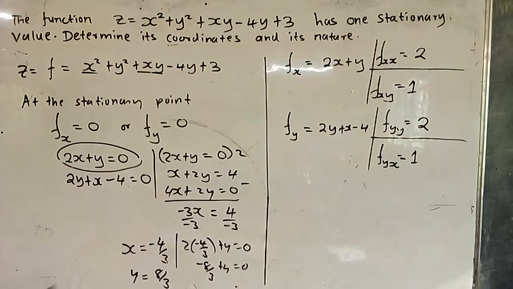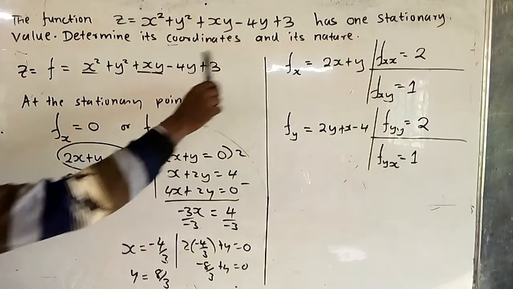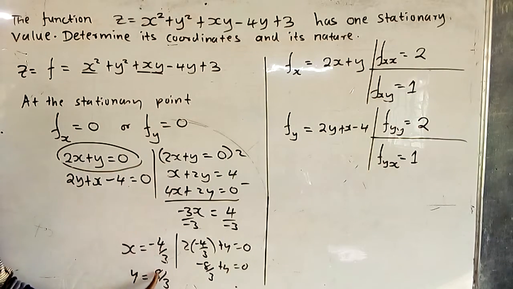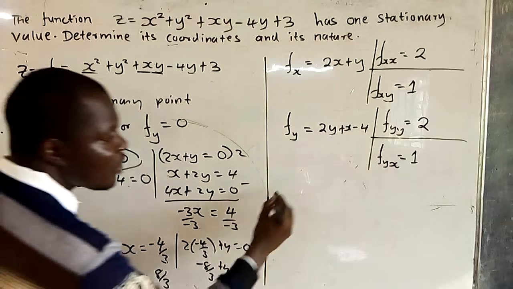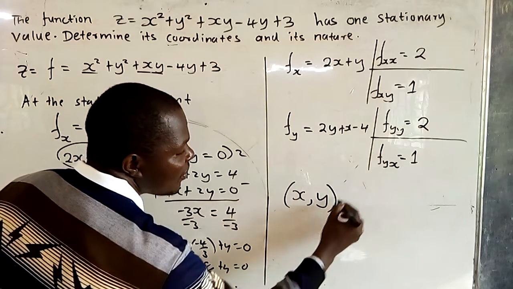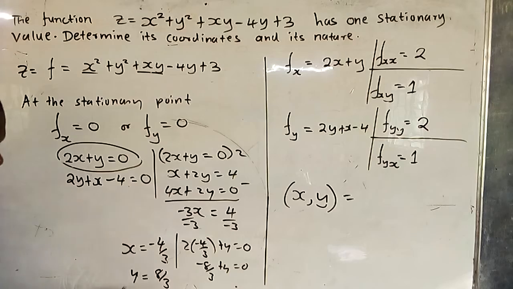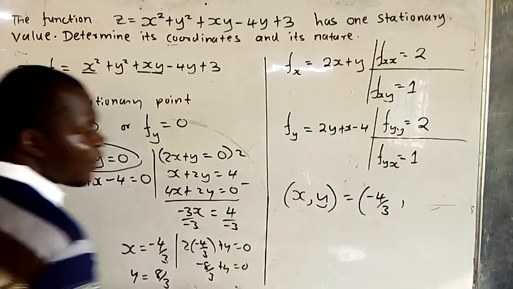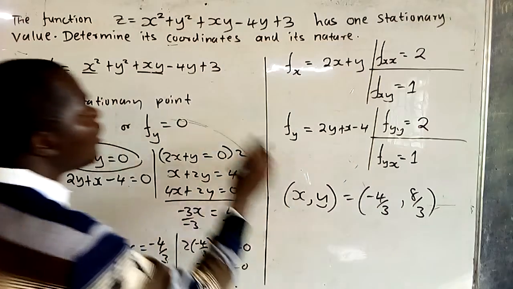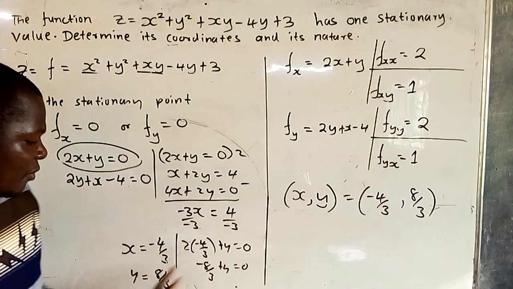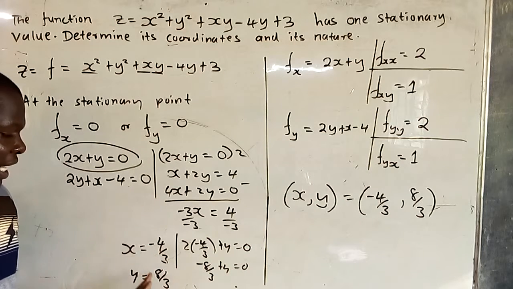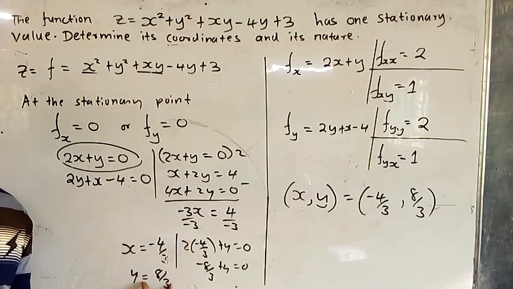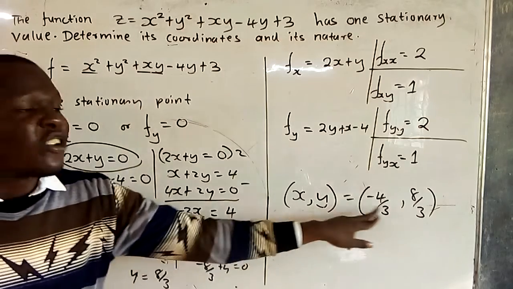So it means we've determined the stationary point, and you are told this function has one stationary point, and you can see clearly we found only one point, isn't it? This stationary point is a point in the Cartesian coordinate system in the form x comma y, isn't it? The x coordinate we found to be negative 4 over 3, the y coordinate we found to be 8 over 3. You were told to determine its coordinates, where we found x to be negative 4 over 3 and y to be 8 over 3. So those are the coordinates we've determined, isn't it? Then after determining the coordinates, we represent the stationary point.